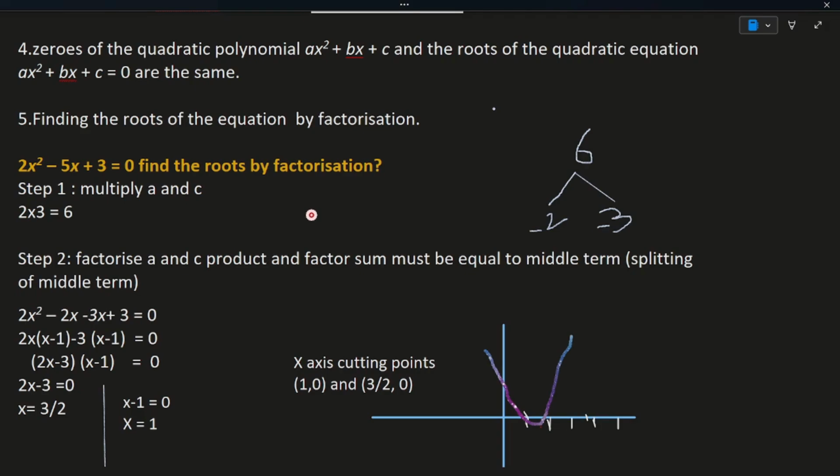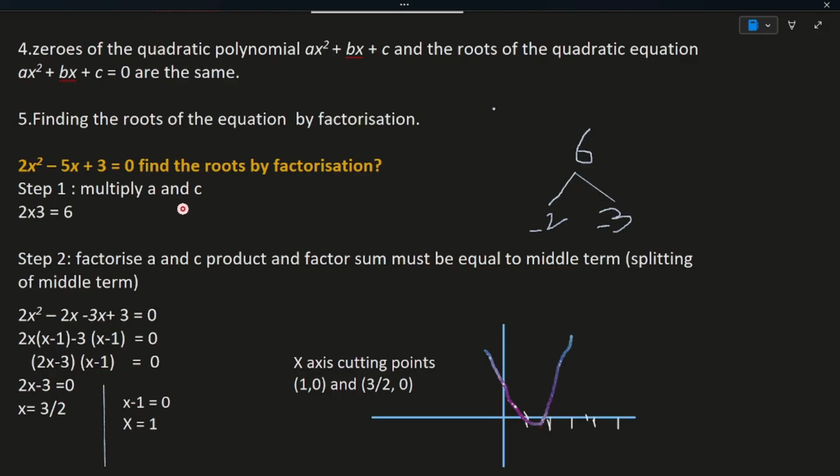In step 2, we have to split the middle term. For example, this is minus 5x. Minus 5x is the middle term in the given quadratic expression. So we have to split this term. The splitting has to follow some conditions. The conditions are: factorize the a and c product, and the factors' sum must be equal to the middle term.